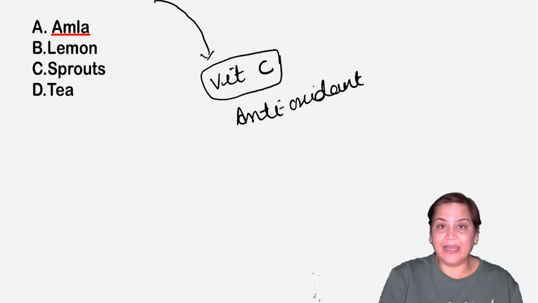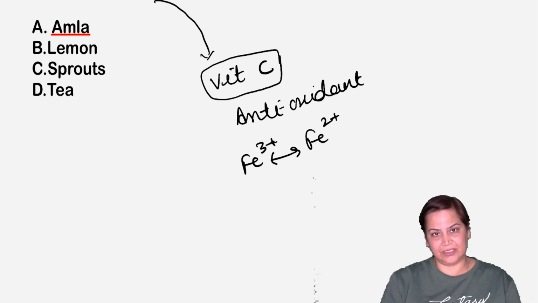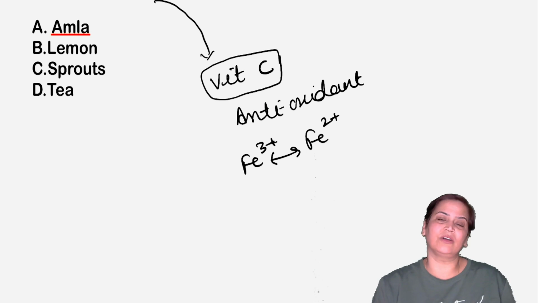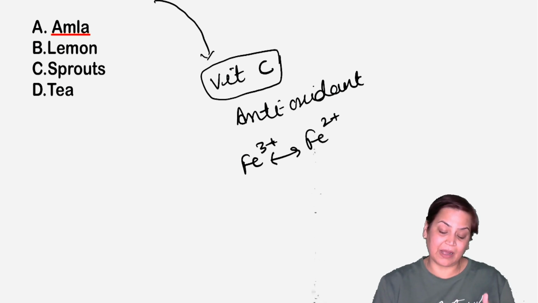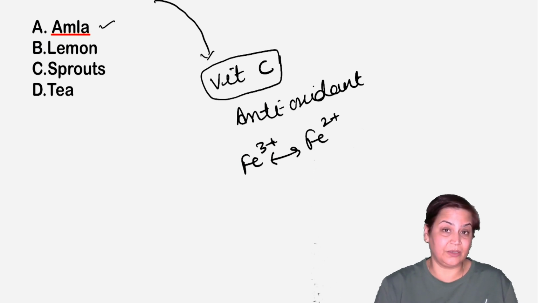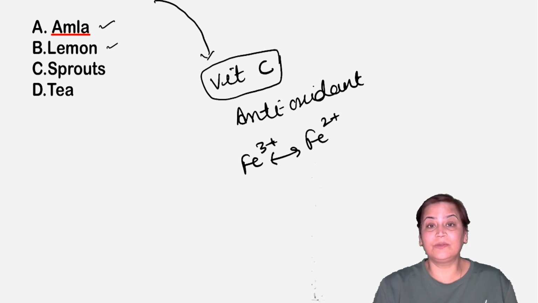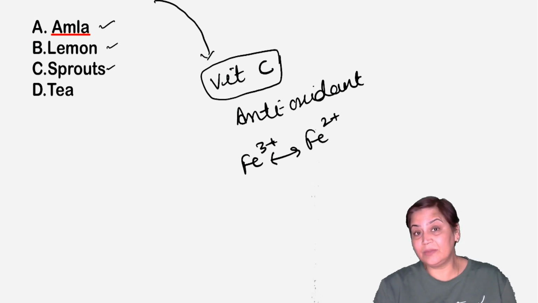And always remember, iron is present in two forms, ferric and ferrous. So there is an interconversion of ferrous to ferric and vice versa, depending upon oxidation and reduction. Antioxidant, good reducing agent, so it will increase absorption. Coming over to the sources of vitamin C, we all know amla. It is the richest source of vitamin C. So obviously it is going to increase the absorption of iron, isn't it? Lemon, again citrus, it is going to increase the absorption of iron. Sprouts are also known to increase because they are also rich in vitamin C.